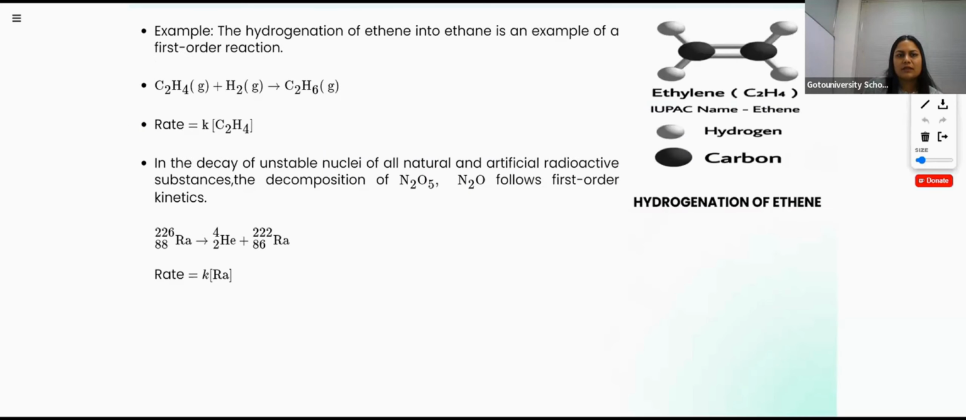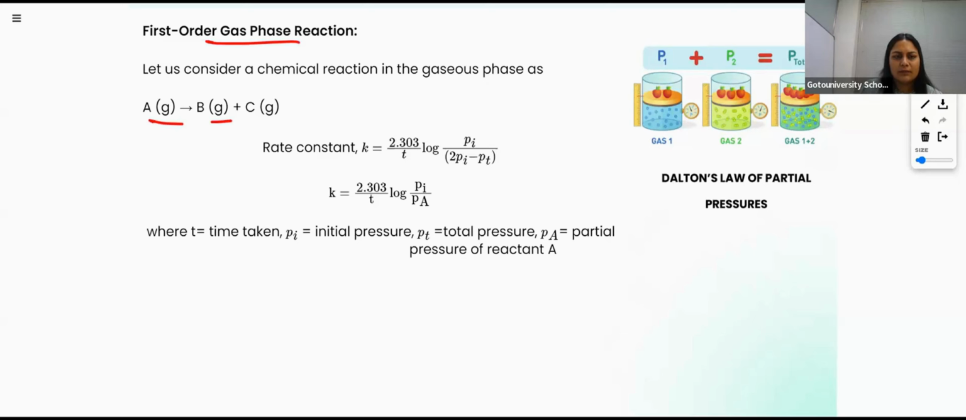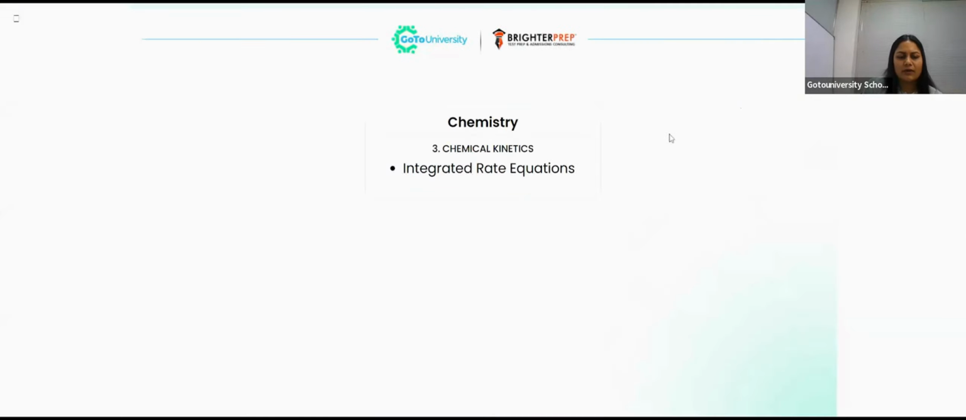Now let us understand the first order reaction rate with this example. Here is an example of hydrogenation of ethene into ethane, which is an example of first order reaction. It is a gaseous phase reaction, where we have already discussed that the concentration is directly proportional to the pressure. So here the rate constant will have the same value as we have discussed for first order. Now, the half-life of a reaction.